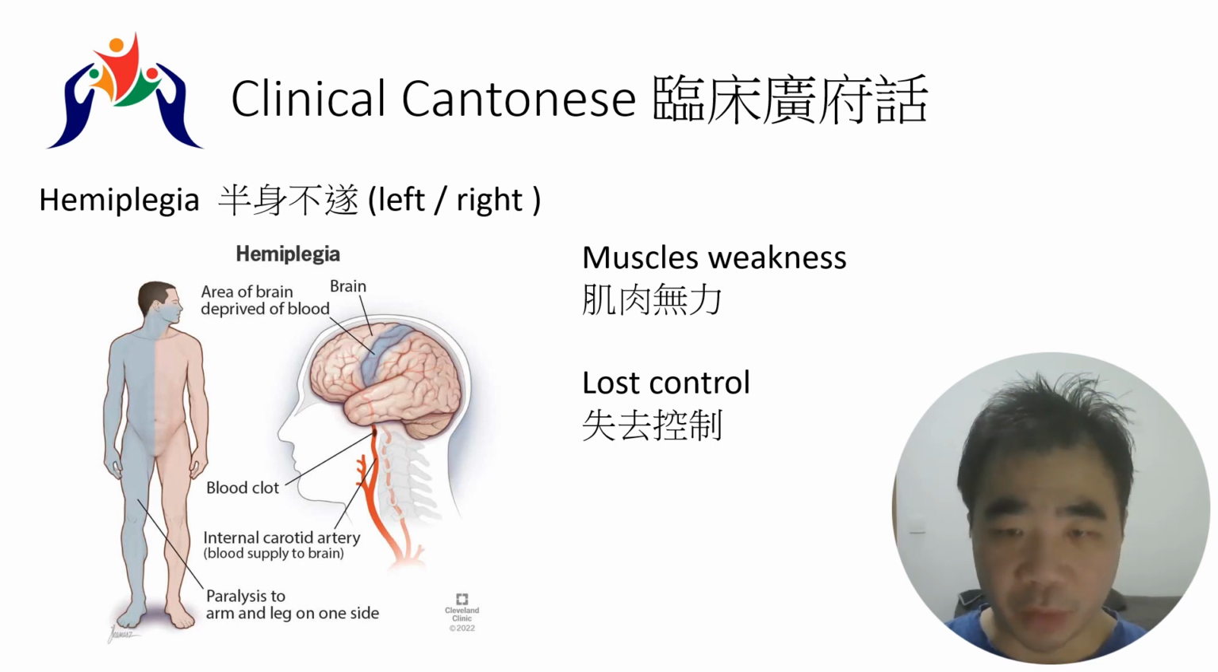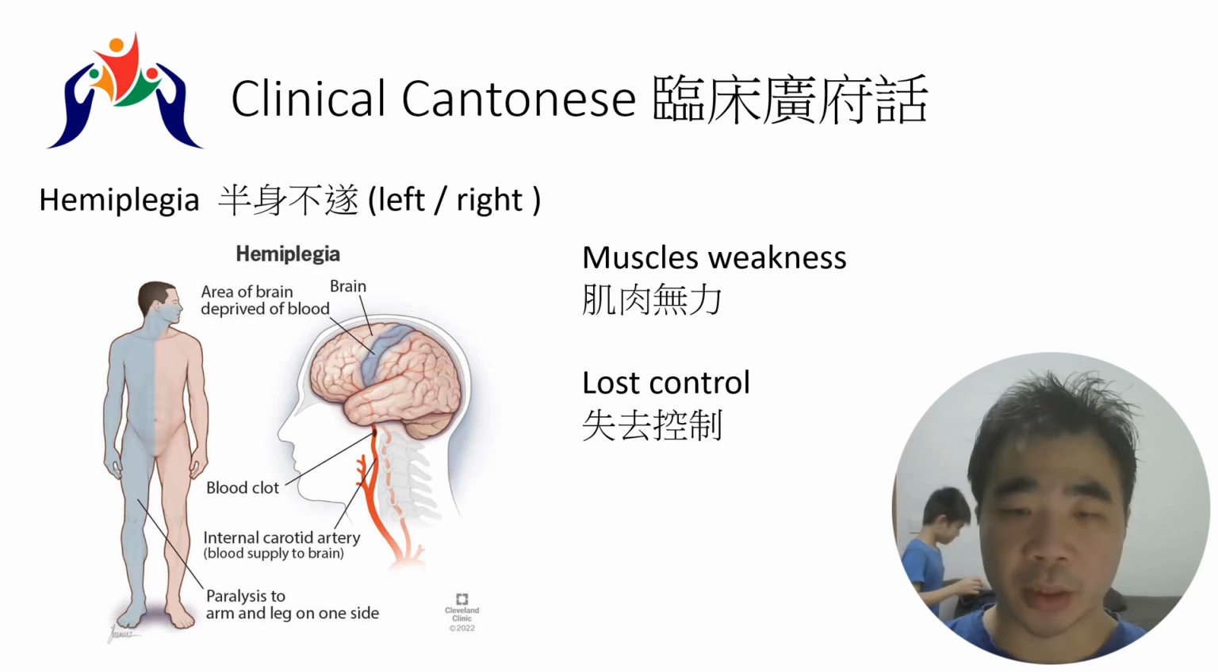Then the patient's presentation is muscle very weak. Muscle weakness is the presentation. Muscle weakness we call in Cantonese 肌肉無力. 肌肉無力. Or we say directly, lost control is called 失去控制. 失去控制. Of course, there are a lot of variations. Those are how you can describe the major symptoms of muscle weakness or loss of control.